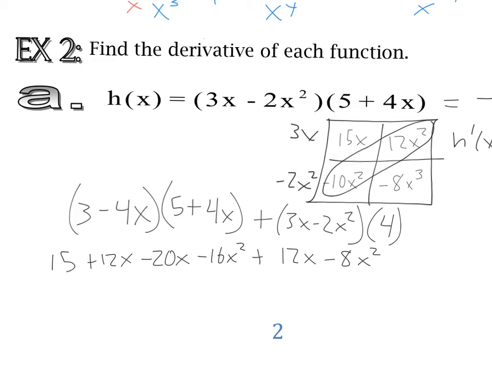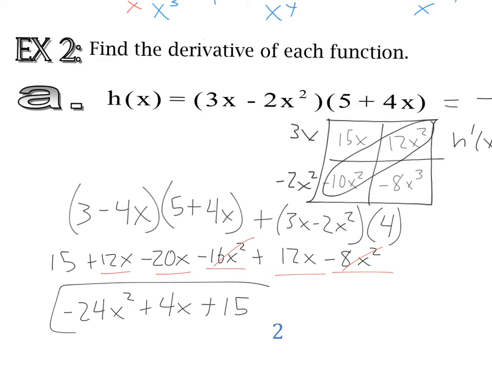So, I see I have some like terms, and that tells me that's going to be a negative 24x squared. Got rid of those. I have some more like terms. So I have two positive 12s, that's 24 minus 20, that's going to be a positive 4x, and then plus 15. That's all that's left.